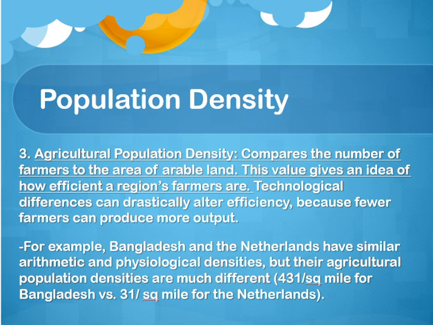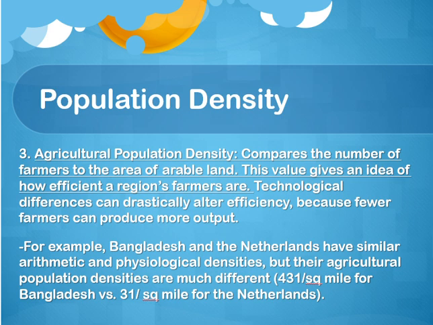So the Netherlands has a really low agricultural population density, about 31 farmers per square mile. Bangladesh has a very high agricultural density. Imagine the difference, what this looks like on the ground. Bangladeshi farmers are working very hard, often with their hands and simple tools. They have machinery too, but it's simple.